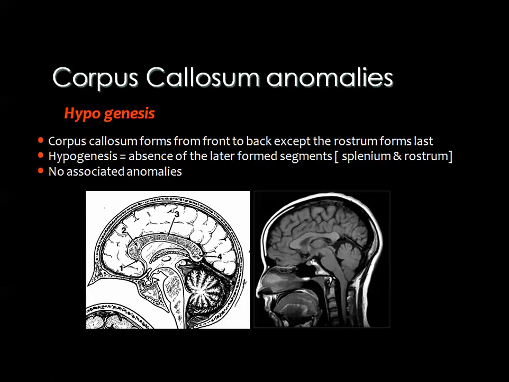Finally, we have some words about the corpus callosum. And you know, the corpus callosum is made of commissural fibers in four parts connecting the two cerebral hemispheres. The four parts are the rostrum, the genu, the body, and the splenium. They are formed the genu first, the body second, the splenium third, and the rostrum last. This is very important because whenever there is agenesis or partial agenesis of the corpus callosum, the finally formed structures will be the first to be aplastic.